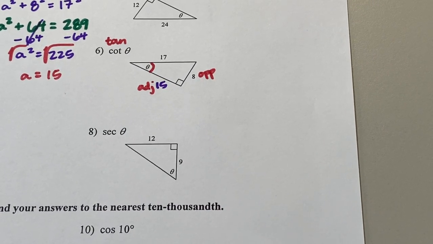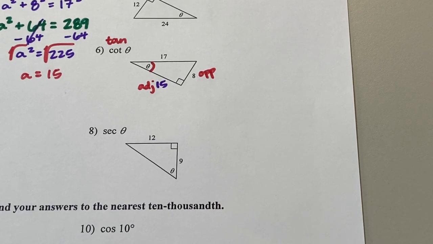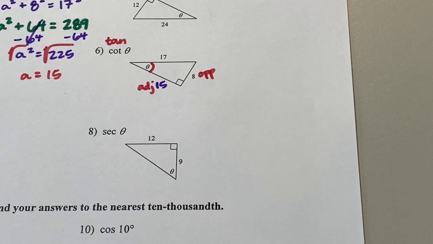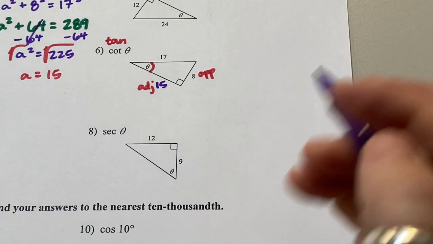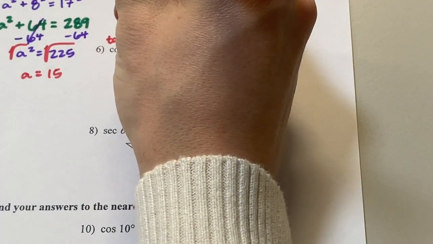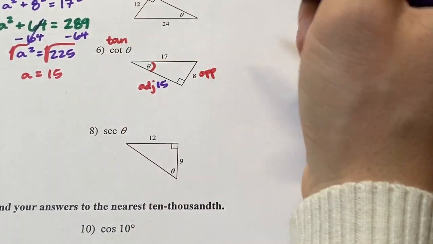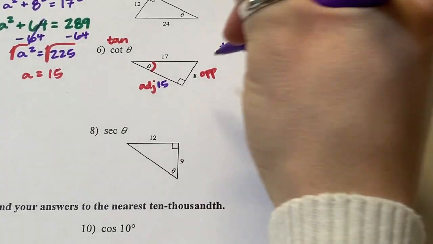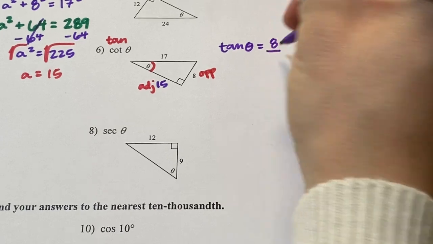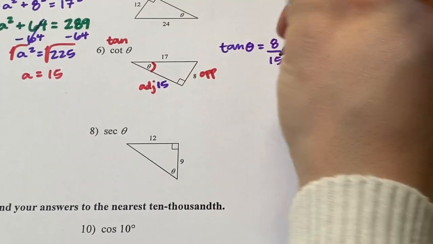If you notice things like that, by all means, use it. You're like, oh my gosh, this triangle seems really familiar. Yep, that side's 15. Did we even need to plug it in? Nope. Now I have the sides I need. So first we're going to start with finding the tangent of theta. Tangent of theta is opposite over adjacent, 8 over 15.